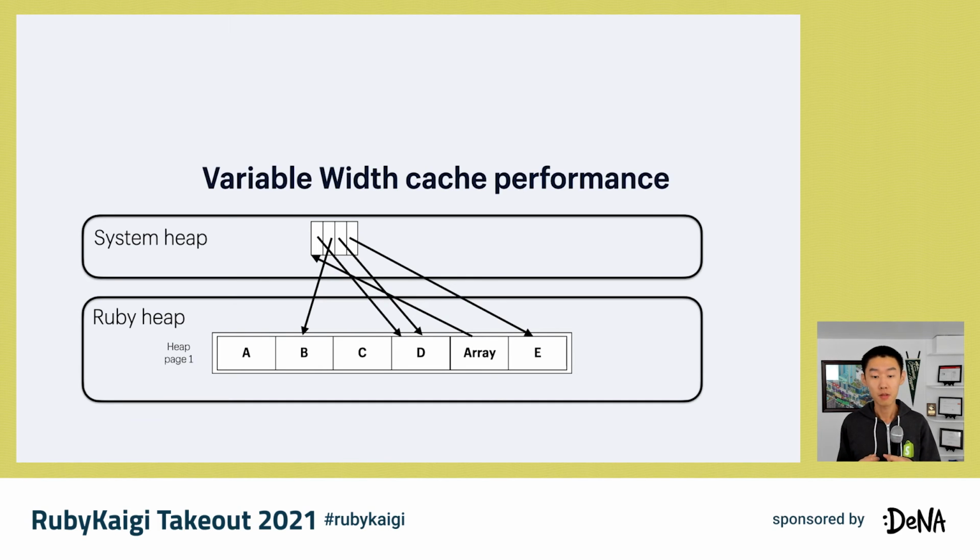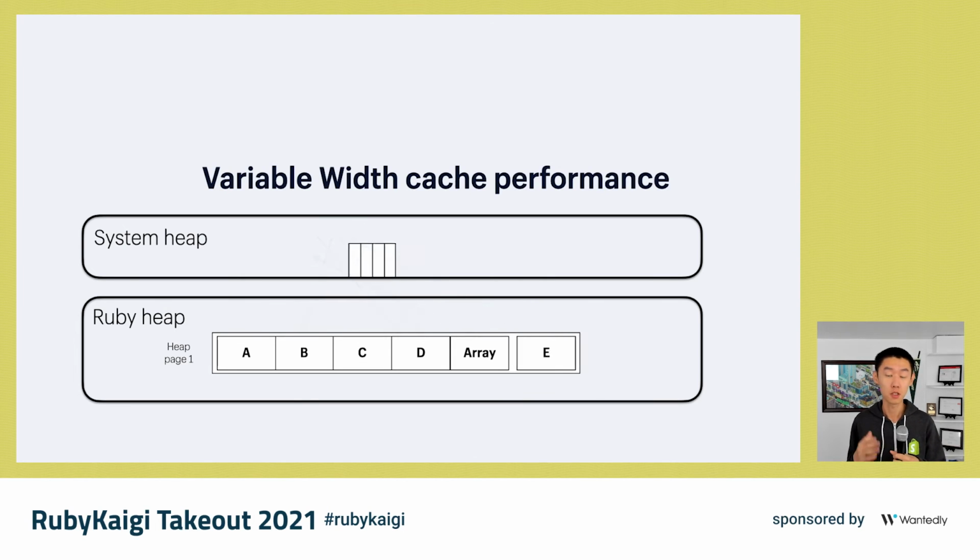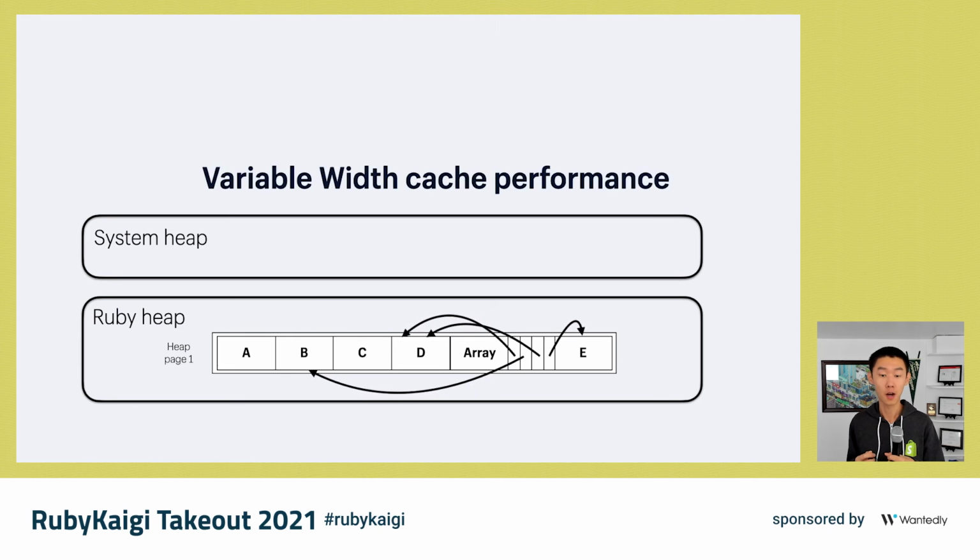Here we see the array example again. What this project aims to do is to move the array's data from the system heap to the Ruby heap right after the object itself. So what does this accomplish for us? Well, we remove the need to do a malloc system call when creating the array object.